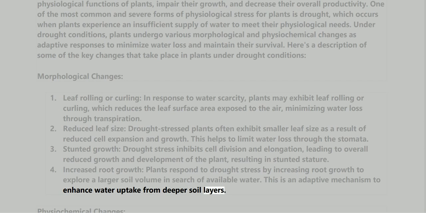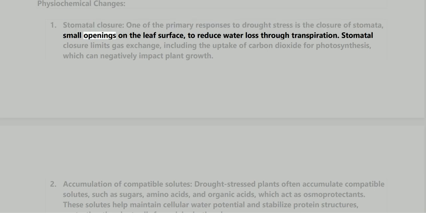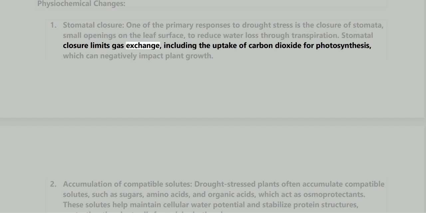Physiochemical changes. 1. Stomatal closure. One of the primary responses to drought stress is the closure of stomata, small openings on the leaf surface, to reduce water loss through transpiration. Stomatal closure limits gas exchange, including the uptake of carbon dioxide for photosynthesis, which can negatively impact plant growth.